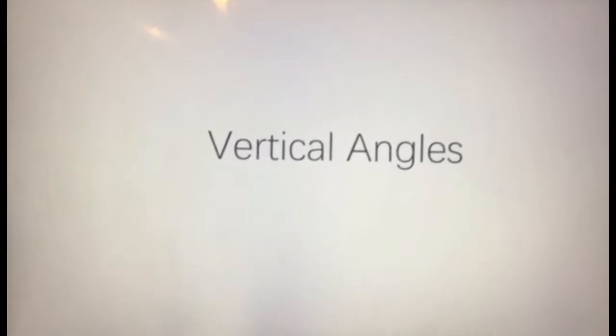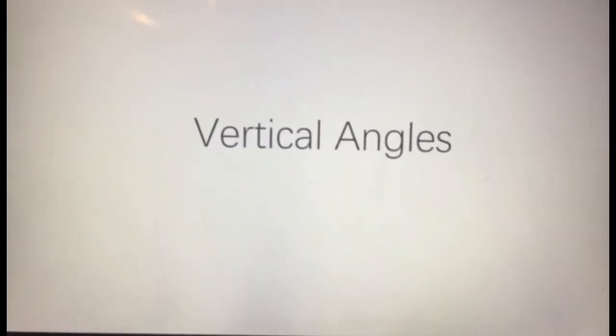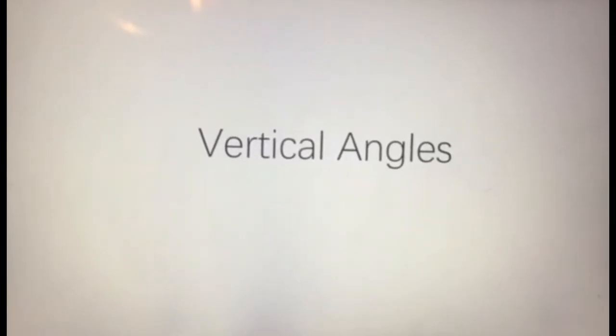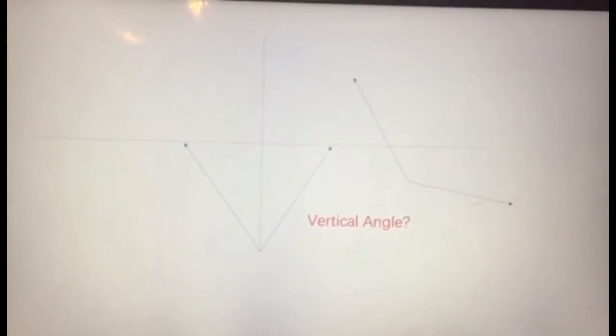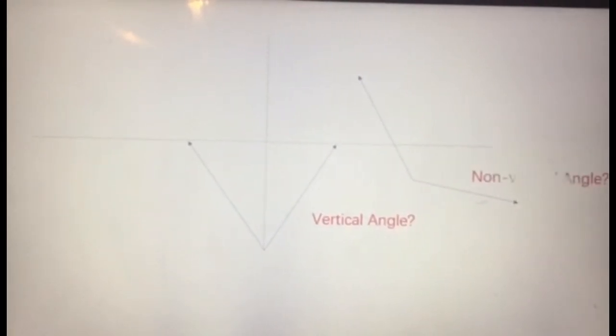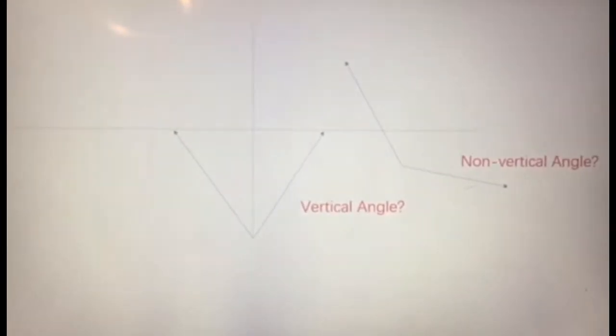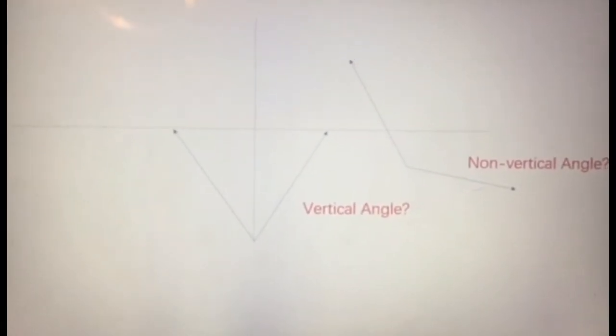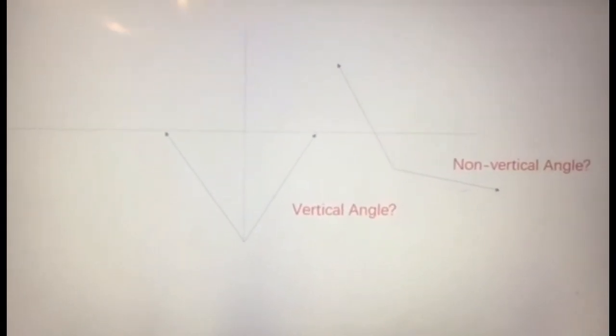I enjoyed it when I prepared it. So, it's called vertical angles. When I saw the name, I didn't really understand what vertical angles mean. I thought, if an angle is placed vertically, maybe it's called a vertical angle, and this angle is not a vertical angle since it's not placed vertically. So what does it mean to be a vertical angle?